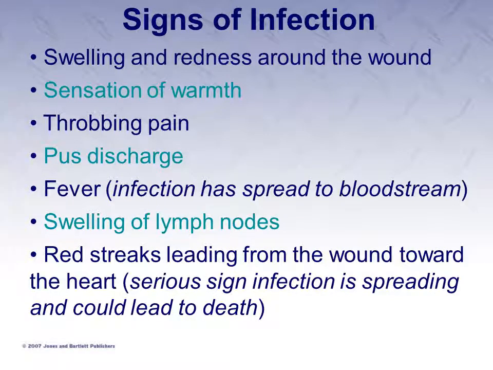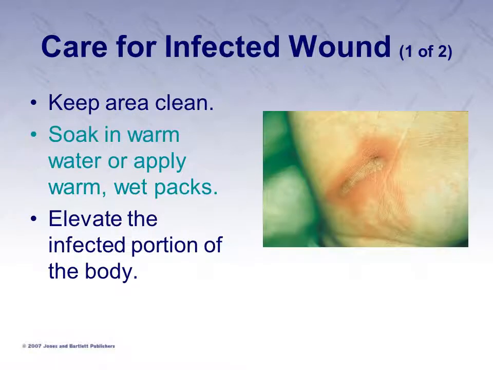Signs of infection: any kind of swelling, redness, warmth, pain, or discharge that wasn't there before. If there's a fever, if the redness and streaks start to extend from the wound up an extremity, or any kind of swollen lymph nodes. Generally, if a person is getting worse instead of better.